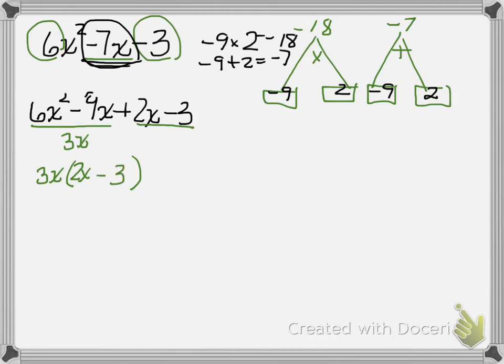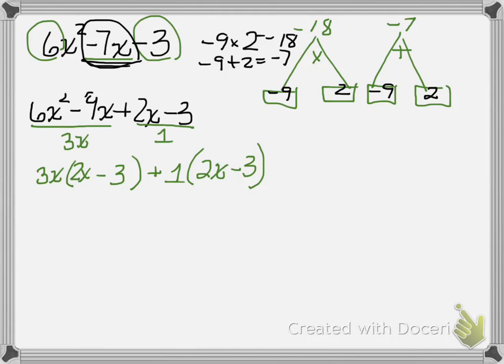Now let's look at this second pair, 2x minus 3. There is no greatest common factor other than 1. So a 1 is exactly what we're going to take out. So 1 times 2x minus 3 is going to give us our 2x minus 3.